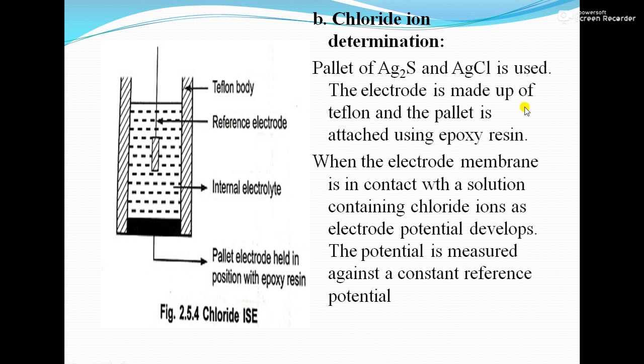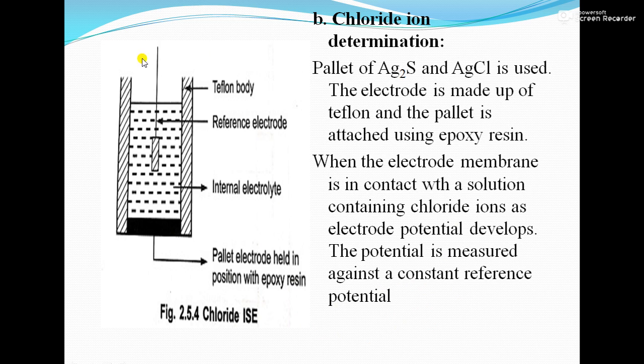The electrode is made up of Teflon and the pellet is attached using epoxy resin. So it is shown here, this pellet is attached by using epoxy resin and this electrode is made up of Teflon body. When the electrode membrane is in contact with the solution containing chloride ion, an electrode potential develops, and the potential is measured against the constant reference electrode.